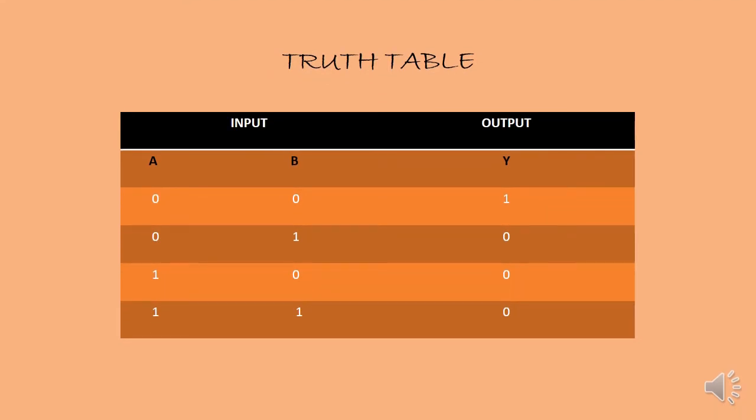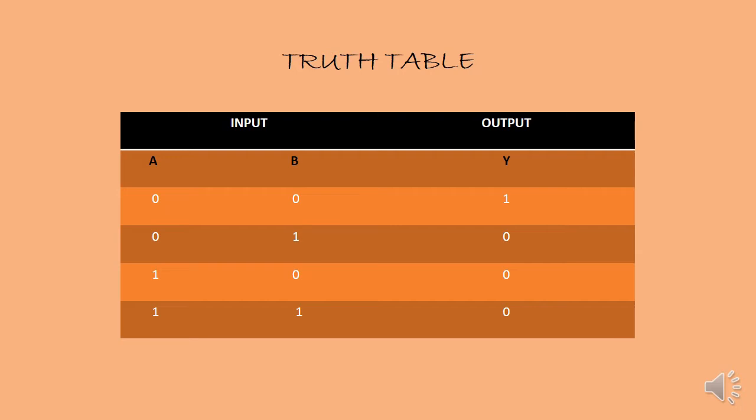In this slide, we see the truth table of a NOR gate. A and B are the two inputs. Y is the output. We know Y equals (A OR B) whole bar. When A is 0 and B is 0, 0 OR 0 gives 0. The inversion of 0 is 1. So we get output 1.